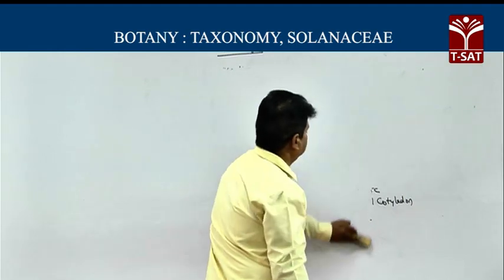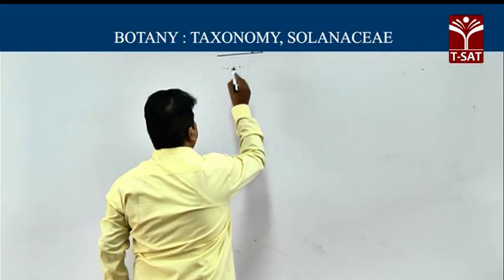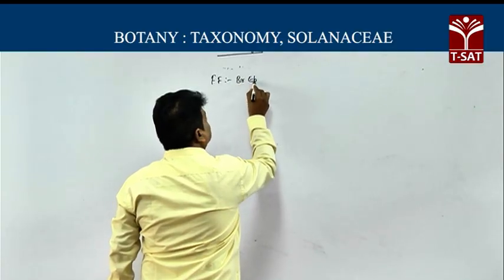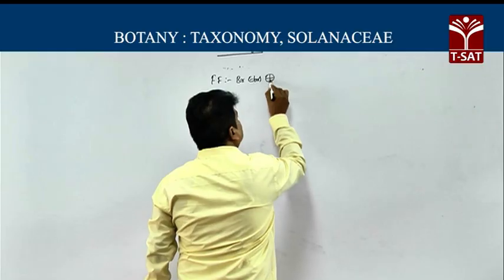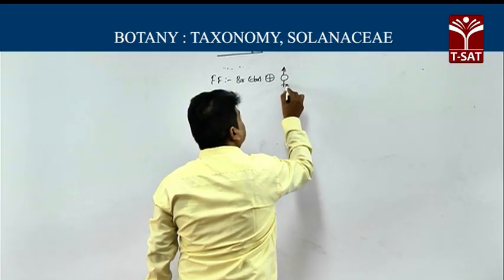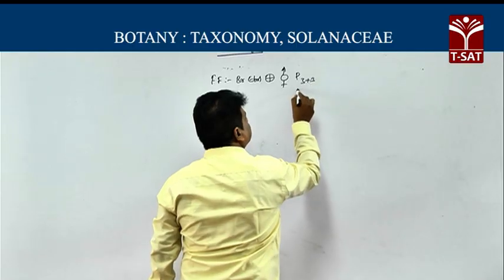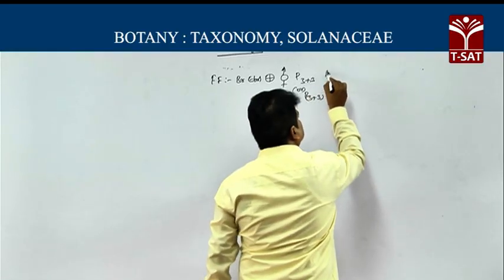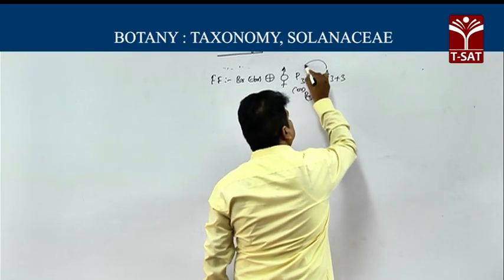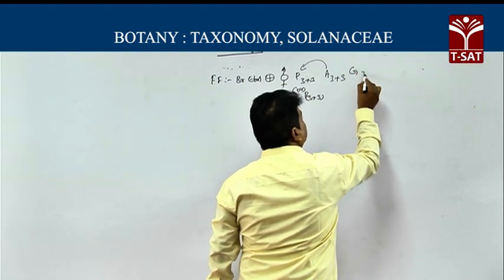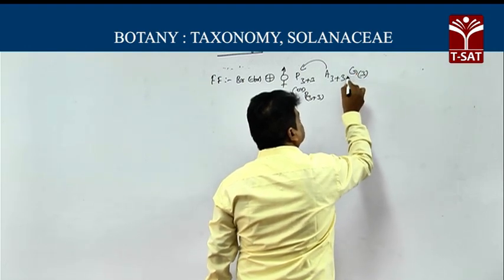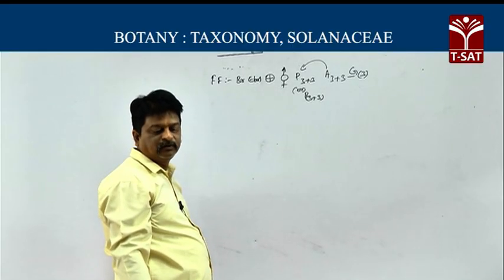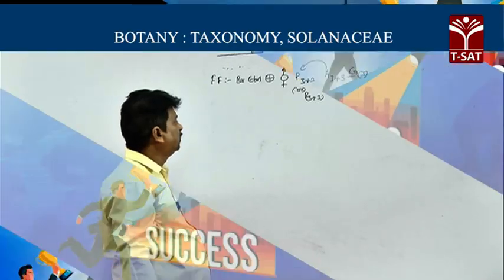Then last one under Liliaceae family, floral formula: bracteate, ebracteolate, actinomorphic, bisexual, perianth 3+3, free or fused, androecium 6 free, epiphyllous, gynoecium tricarpellary, syncarpous and hypogynous flower. It is floral formula.